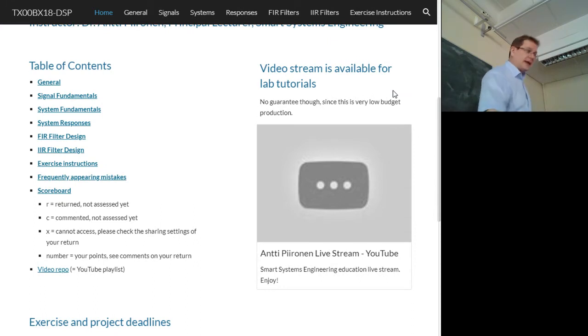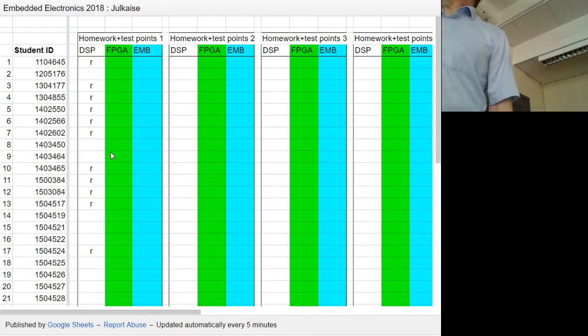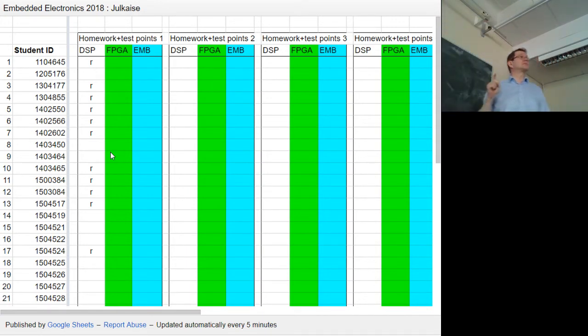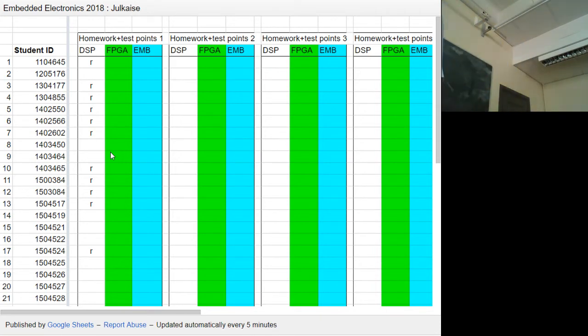Okay. So basically, a couple of things. The table of contents now also has the scoreboard, and this is the scoreboard for the whole course. Currently, you can see from your student ID the DSP markings, meaning those are the returns I checked about half an hour ago. Later on, Janne will start marking you some points on the FPGA and embedded part for each homework. We have 5 homeworks total in this DSP part.